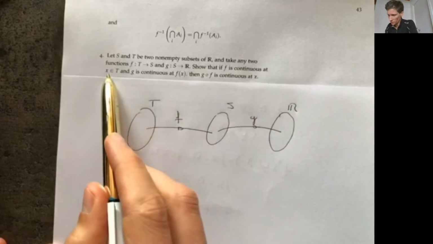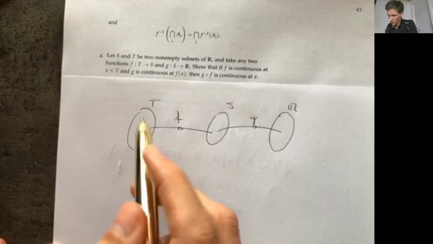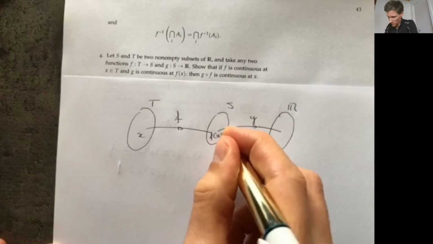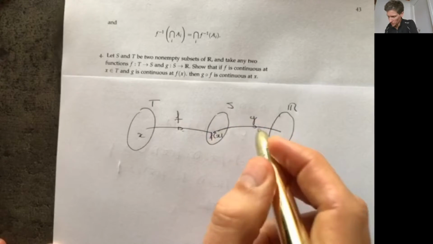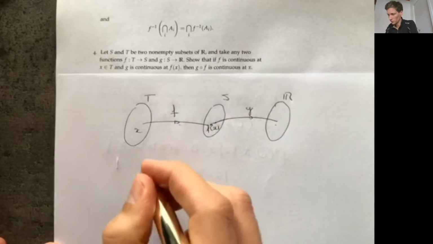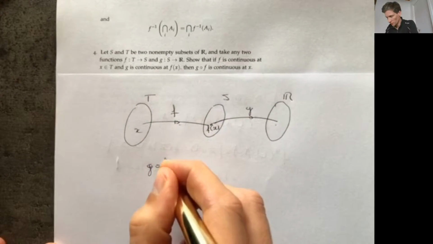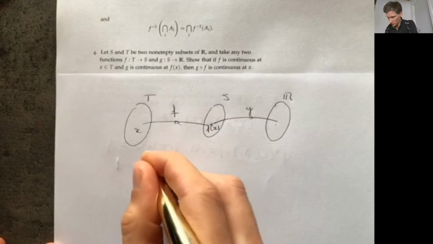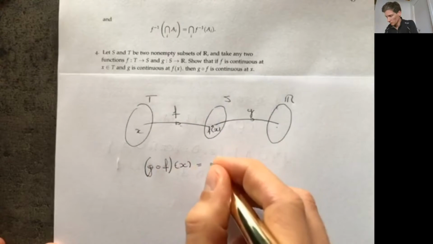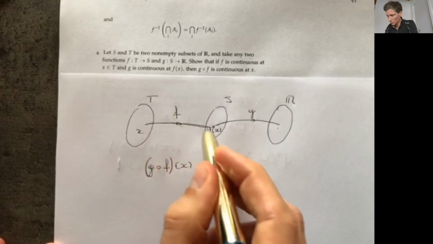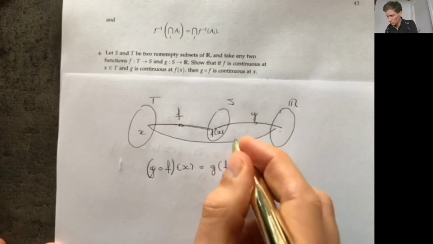Show that if f is continuous at x and g is continuous at f of x, right? So x maps to f of x, and then g maps f of x to some number here. Then g after f is continuous at x. Okay, so I haven't defined this function yet. So what's this function, g after f? Well, if you evaluate this function at a number x, this is g of f of x. Okay, so basically it's the composition of these two functions here.